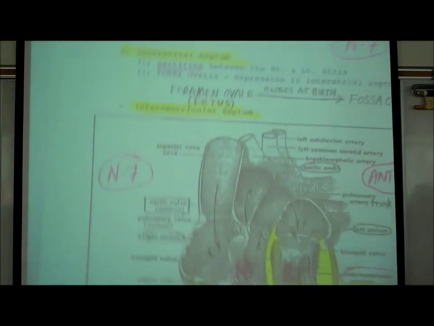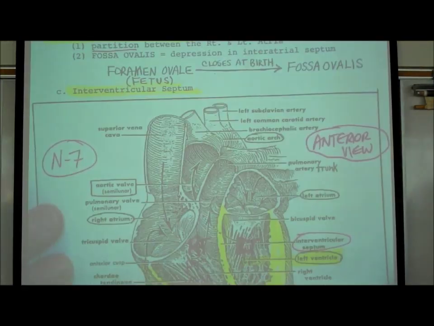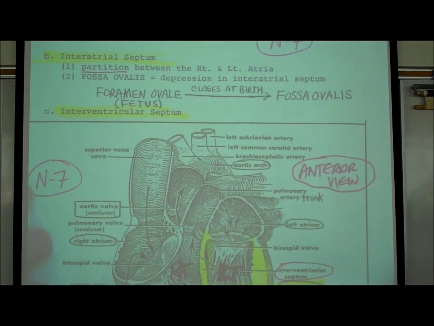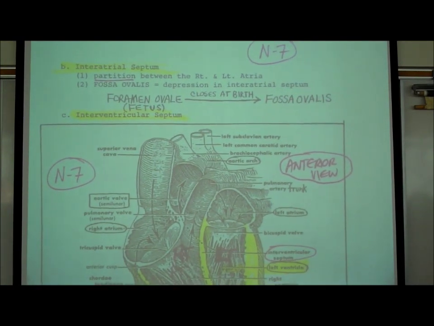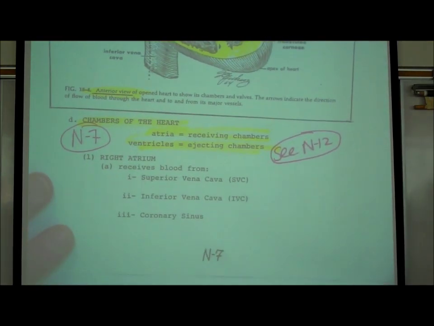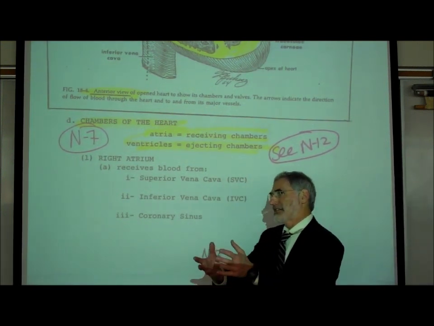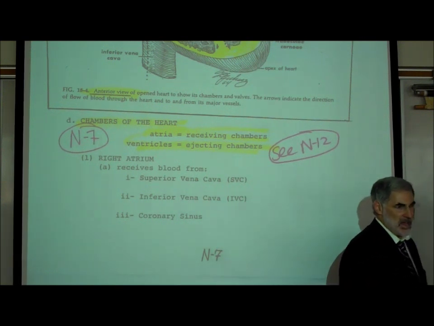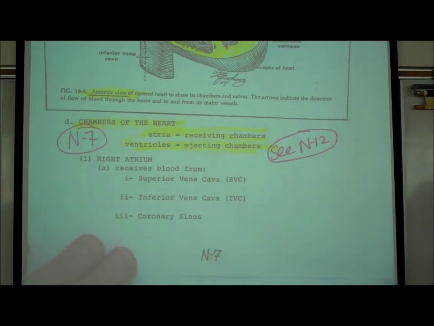So back on N7, we have been talking about what the Foramen Ovale is, what its purpose is, and the little scars called the Fossa Ovalis. Now, below the picture, we wrote chambers of the heart. We wrote that the atria are receiving chambers. The blood flowing to the heart goes to the atria, and then the ventricles are the ejection chambers. They're the chambers that powerfully eject the blood.